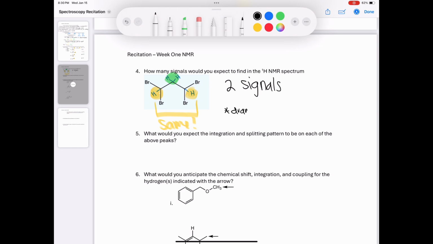So just to reiterate my process, the first thing that I did was draw in all of my implied hydrogens, and then the next thing I did was look for symmetry to see if there might be 2 different protons contributing to one singular signal.